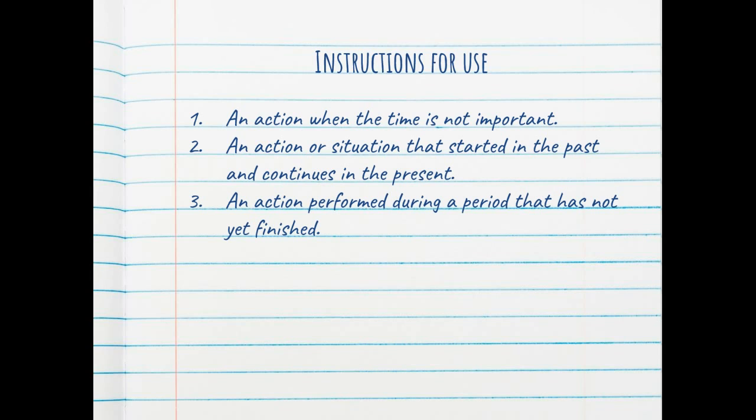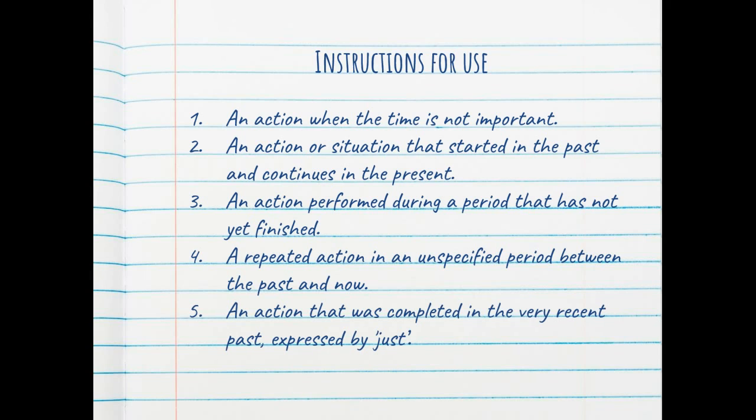It can also be an action performed during a period that has not yet finished. Again, it can be an action that started at any moment in the past and it's still occurring. A repeated action in an unspecified period between the past and now. And finally, an action that was completed in the very recent past and we express it by adding just to the sentence. Okay, so these are the 5 different ways in which we can use the present perfect.